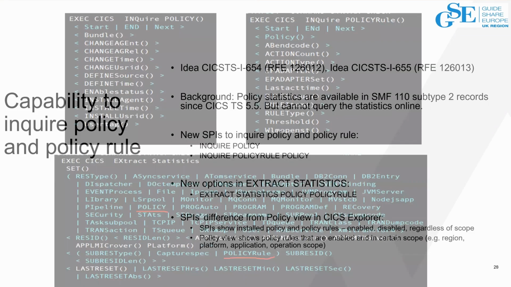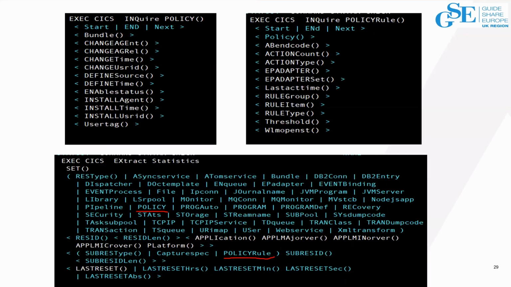So in terms of the SPI here, top left, we've got the inquire policy command, and you can inquire on a particular policy or browse through them. We have inquire policy rules. Within a policy, you name a policy, and then you can browse through all the rules that make up a policy. And finally, at the bottom, extract statistics.